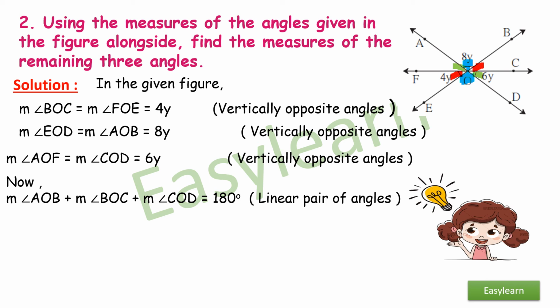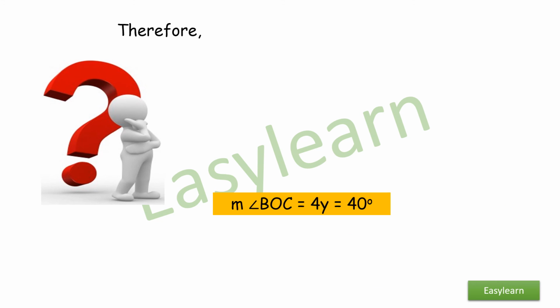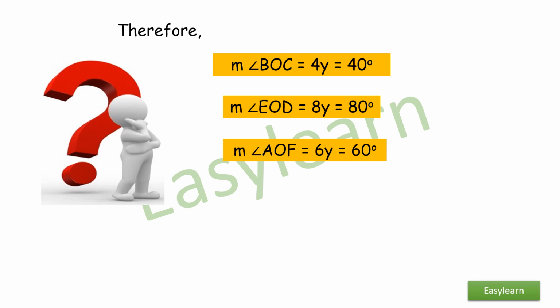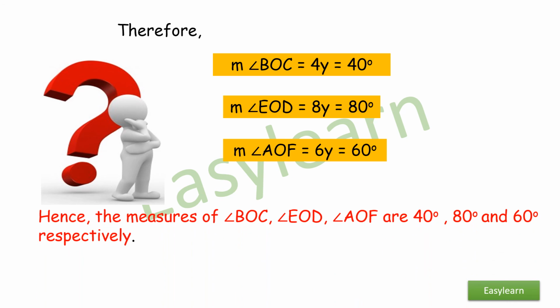Now, measure angle AOB plus BOC plus COD is equal to a straight angle, that is 180 degrees. Therefore, you have 8y plus 4y plus 6y is equal to 180. That is 18y is equal to 180 degrees, which gives y is equal to 10. Therefore, measure angle BOC is equal to 4y, that is 40 degrees. Measure angle EOD is 8y, that is 80 degrees. And measure angle AOF is 6y, that is 60 degrees. Hence, the measures of angle BOC, angle EOD, angle AOF are 40 degrees, 80 degrees and 60 degrees.